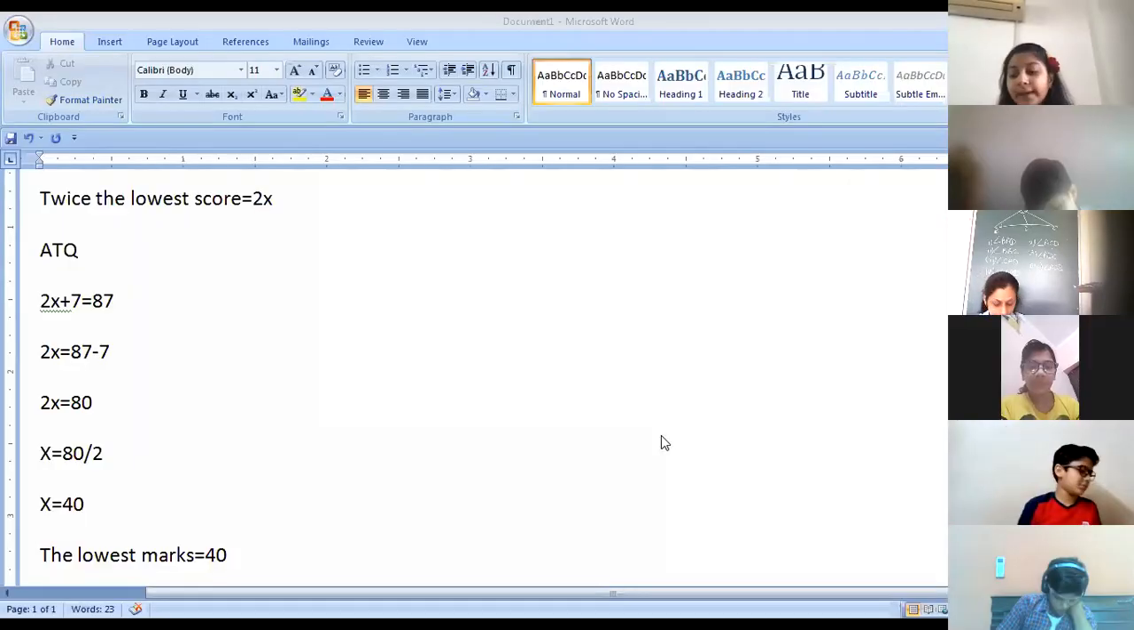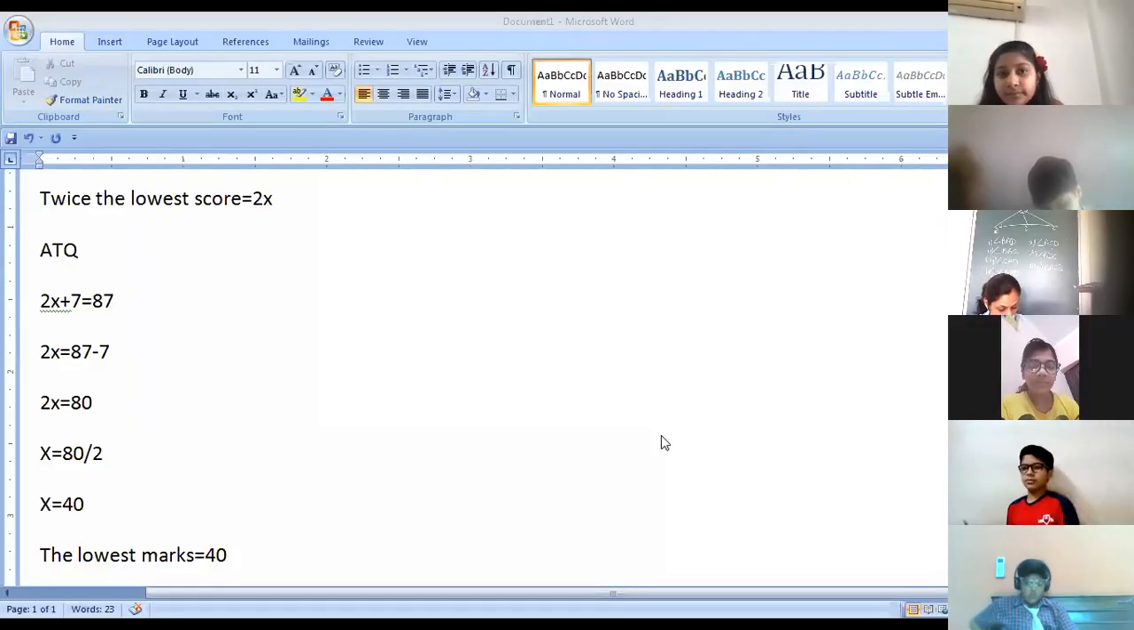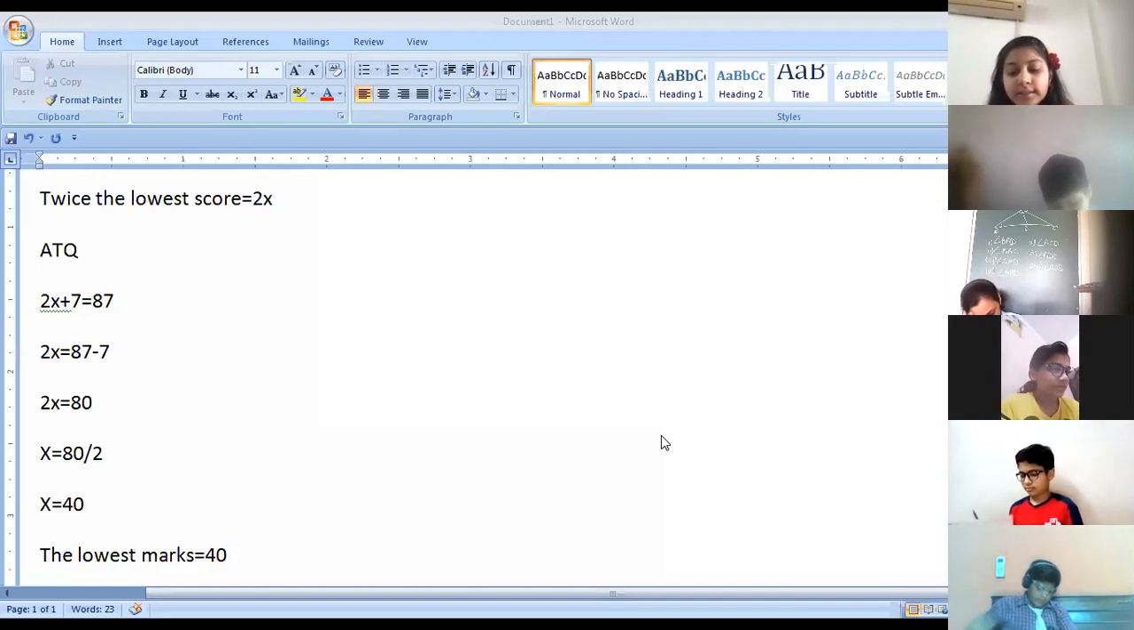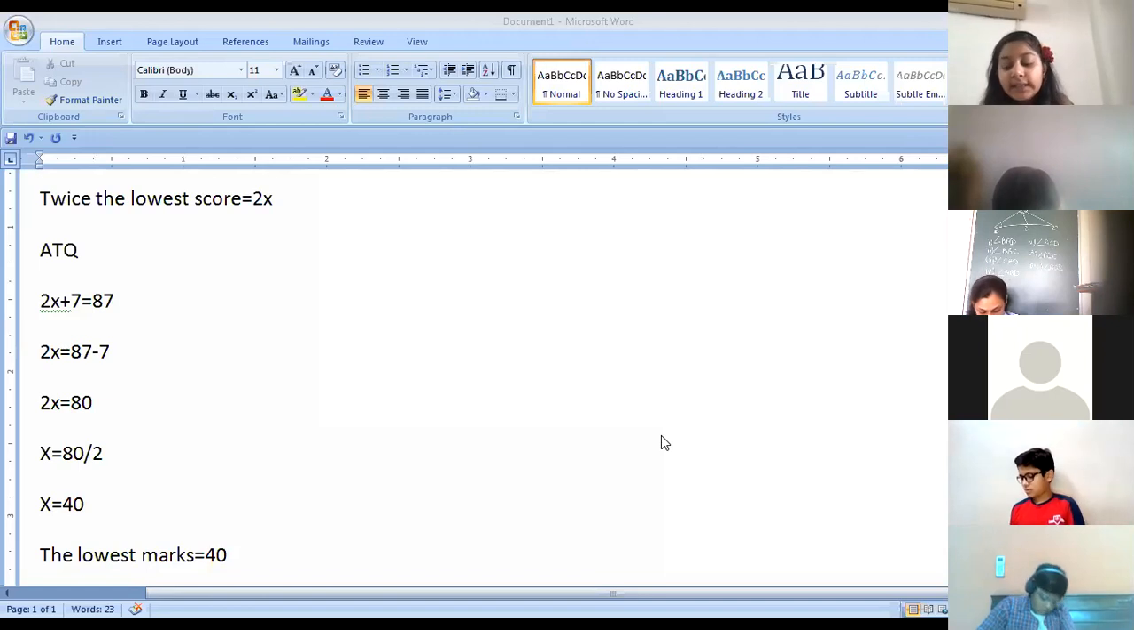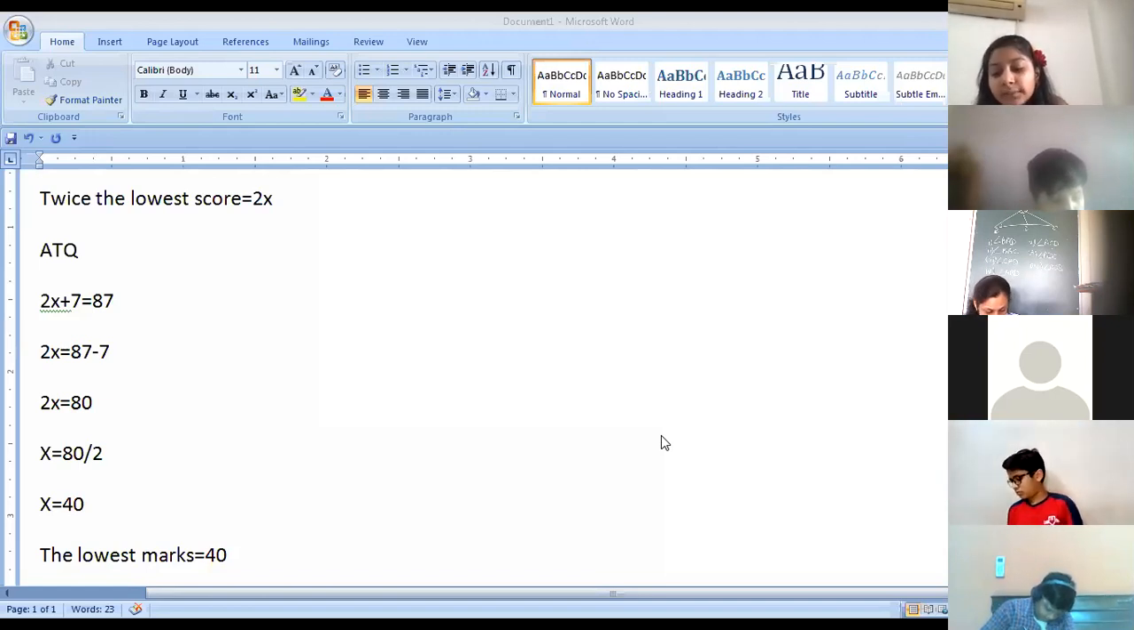Okay, ma'am. In an isosceles triangle, the base angles are equal. The vertex angle is 40 degrees. What are the base angles of the triangle? Remember, the sum of three angles of a triangle is 180 degrees.